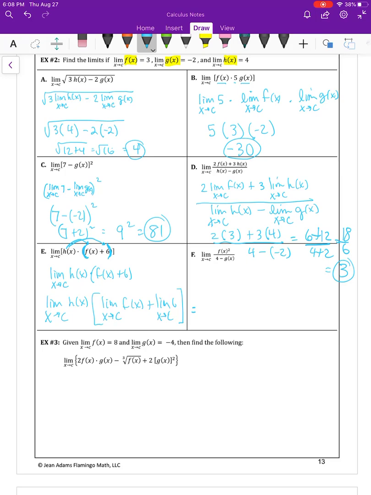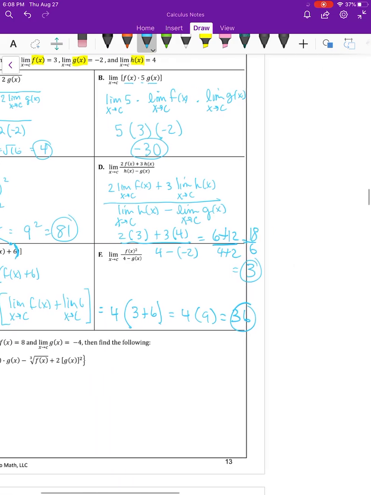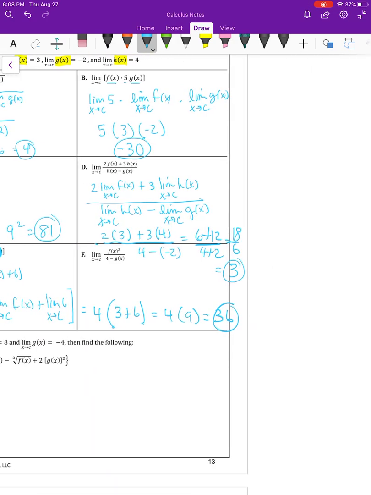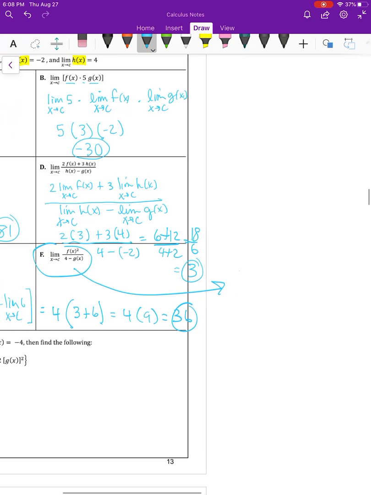So my h of x limit is 4 times my f of x limit is 3 plus, and then the limit of a constant is the constant. So 4 times 9, 36 for E. And now let's do F. On my notes, I just squeezed it out here, so I put too many other things on there.